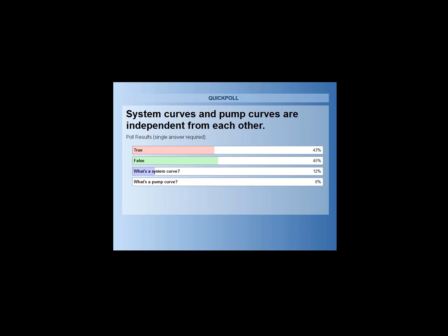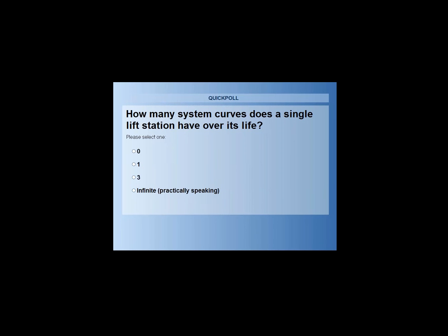All right, second question. How many system curves, and apologize if you're still not there on exactly what a system curve is, we'll cover that, but how many system curves, generally speaking, does a single pump station have over its life? For the purposes of life, assume 50 years, assume a long life. So we have a system there for a while. What happens to that system curve over time? I'll close that and share that.